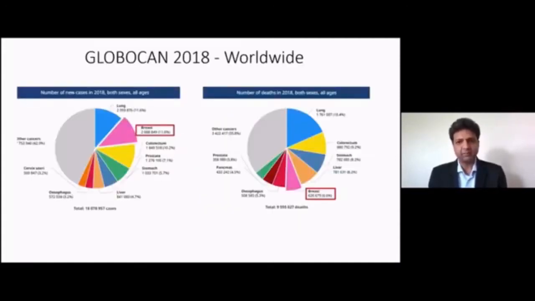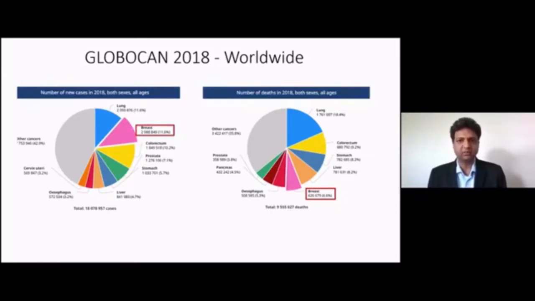Breast cancer is a big problem worldwide as well as in India. This is the Globocan data of 2018, which looked at the different types of cancers, and breast cancer is the commonest cancer across the world. When you compare it to all types of cancer, it is pretty much in the same league as lung cancer. So 11.6% of all cancers that we see in our practice worldwide is breast cancer, and another 11.6% is lung cancer.